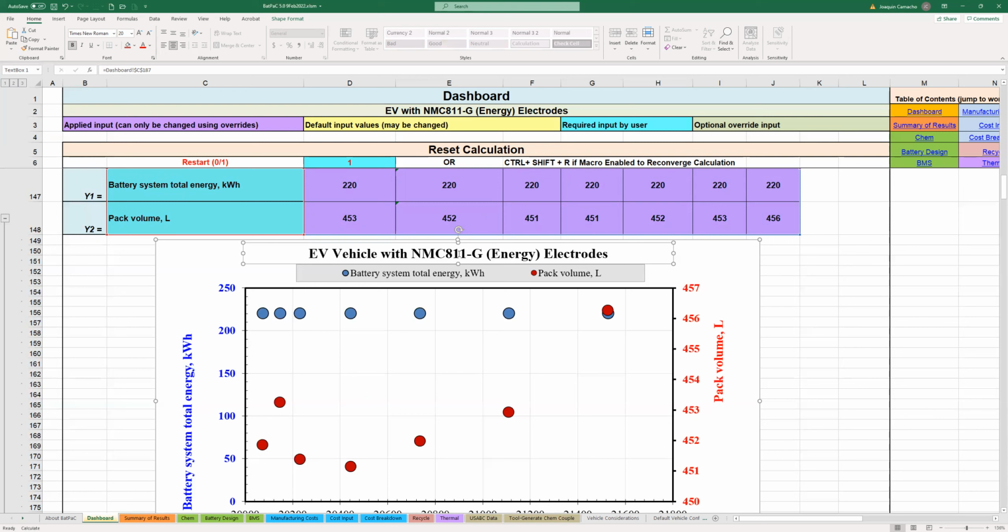The reason is that NMC is a viable EV chemistry for batteries, and we want to maximize the nickel and minimize the cobalt. That's why.